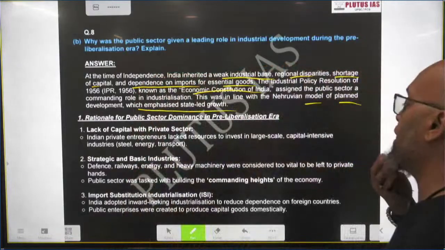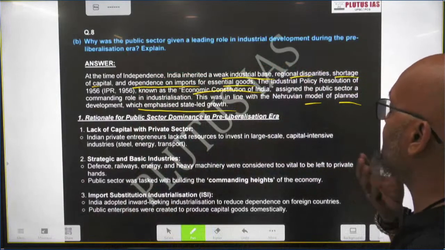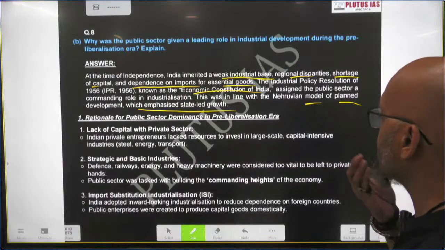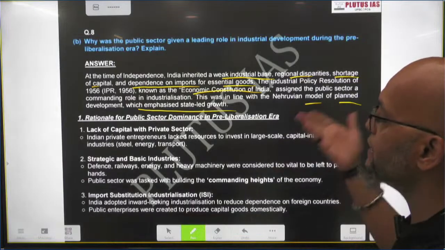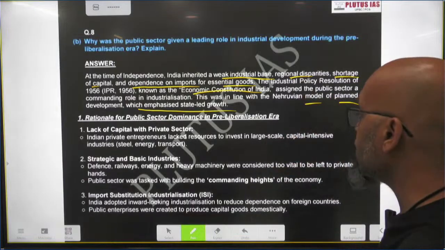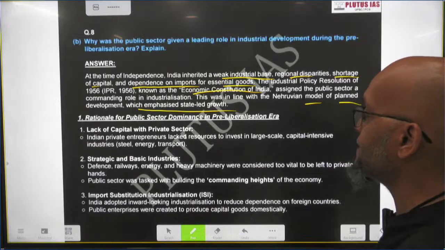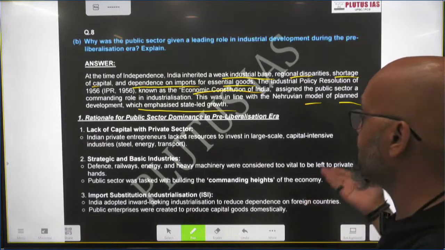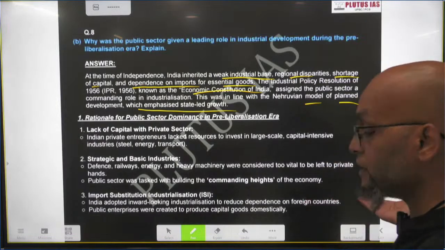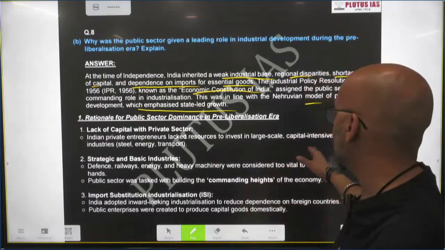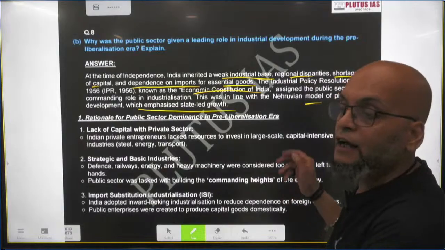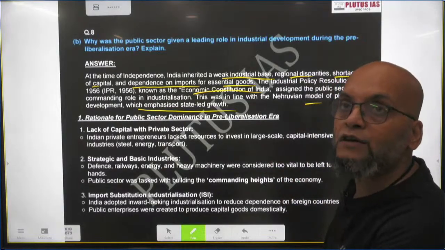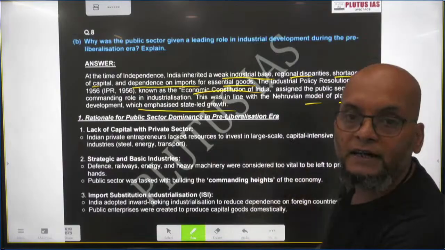Lack of capital with the private sector. Indian private entrepreneurs lacked resources to invest in large scale, capital intensive industries like steel, energy, transport. Second, strategic and basic industries: defense, railways, energy, heavy machinery. These were considered to be vital industries, and you could not give them to the private sector. Why? Because then energy would have been so expensive that people could not have afforded electricity.